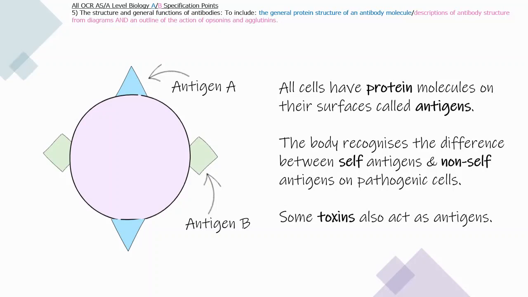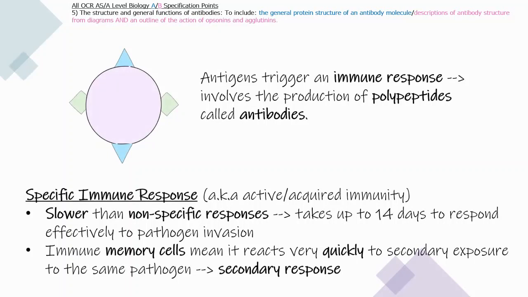So these are specific to the specific cell. So the body recognises the difference between self-antigens and non-self antigens, the non-self antigens being, of course, on pathogenic cells. And some toxins also act as antigens. So antigens trigger an immune response, and the immune response involves the production of polypeptides, which we call antibodies.